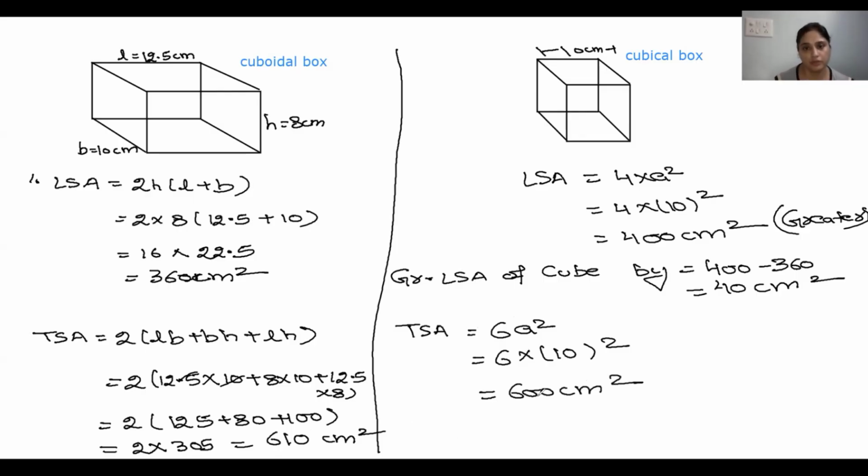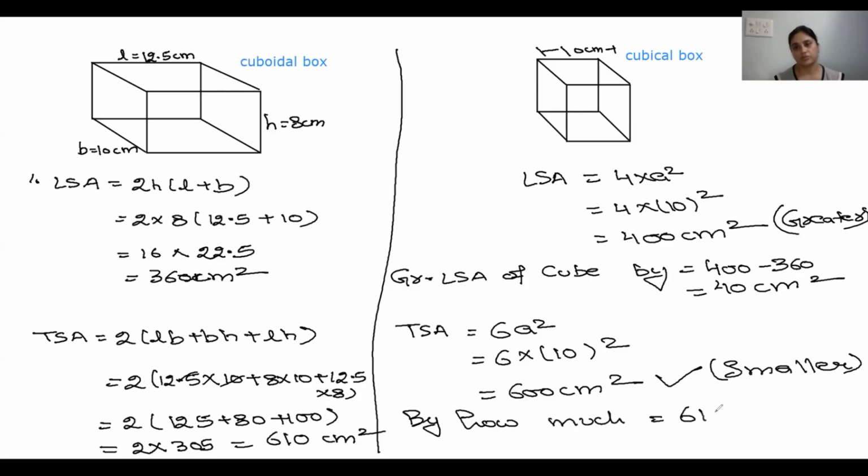So the smaller one will be this. So this is the smaller one. By how much? 610 minus 600, which is equal to 10 centimeter square. Understood, bacha? So I hope you have got what I'm trying to tell you with this question, and you must have sorted it out at your end nicely.